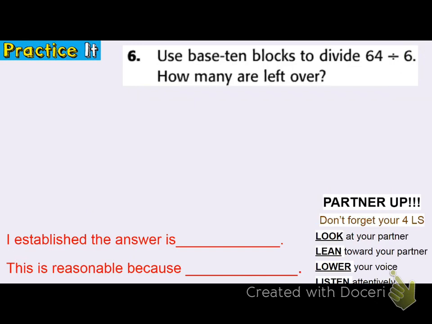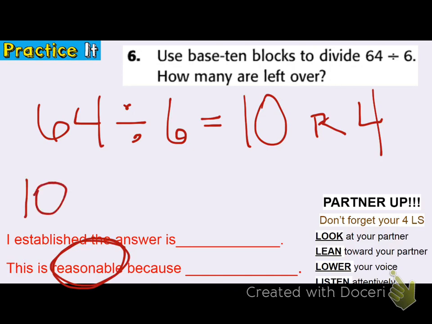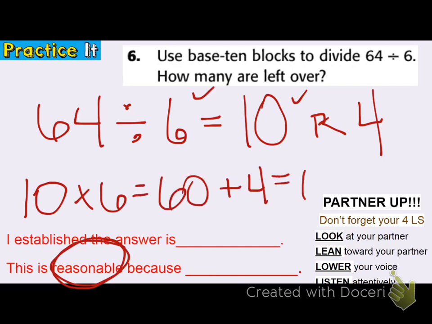Okay, so if we look at the problem, I established the answer to be 64 divided by 6 is 10. Each group had 10 with a remainder of 4, or 4 left over. Okay, let's see if I'm correct. Let's see if it's reasonable using that fact family. Well, 10 times 6 does equal 60, and if I add what's left over, then I get my 64. So I know that 10 with 4 left over is the correct answer, or it's reasonable.